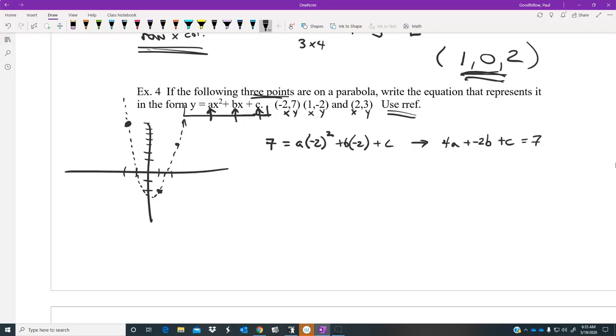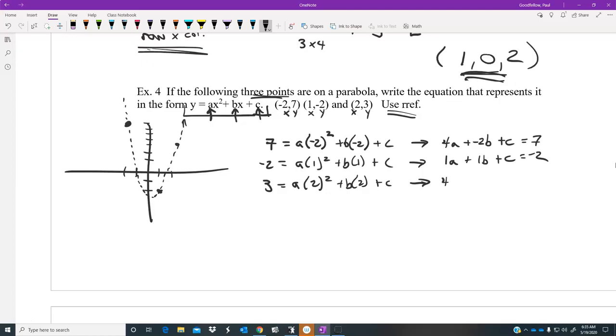And I could do that in every single one of those questions. Let's try it again for the second one. It'd be -2 is equal to a times 1 squared plus b times 1 plus c, and that equation would be 1a plus 1b plus c would equal -2. And the last one would be 3 is equal to a times 2 squared plus b times 2 plus c, and ultimately an equation of 4a plus 2b plus c would equal 3.